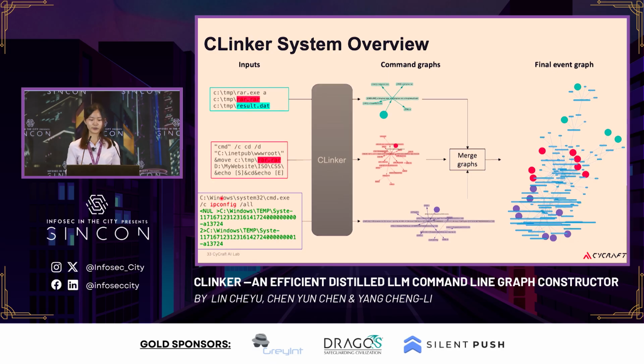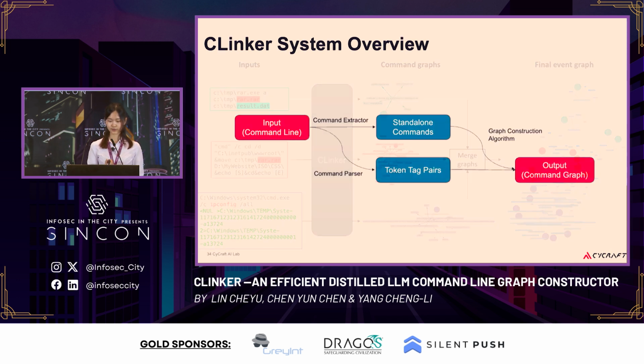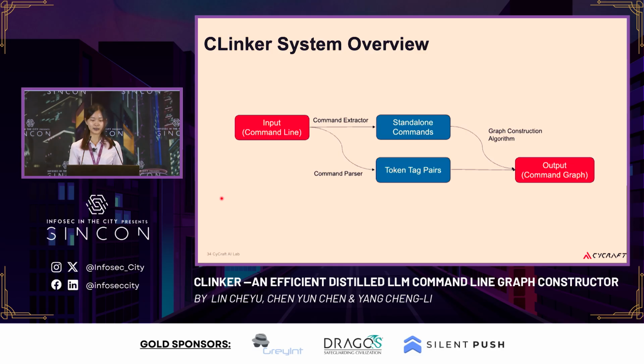Now let me give you an overview of what CLINKER does. It takes command lines as inputs and outputs graph representations for each command. The graphs are then merged together to form the final event graph. As for the process pipeline of a single command, the input commands are processed in parallel by two LLM-based components: a command extractor that identifies standalone commands, and a command parser that extracts token-tag pairs from the command. The output of these two components is then fed into a graph construction algorithm, which builds the final graph.